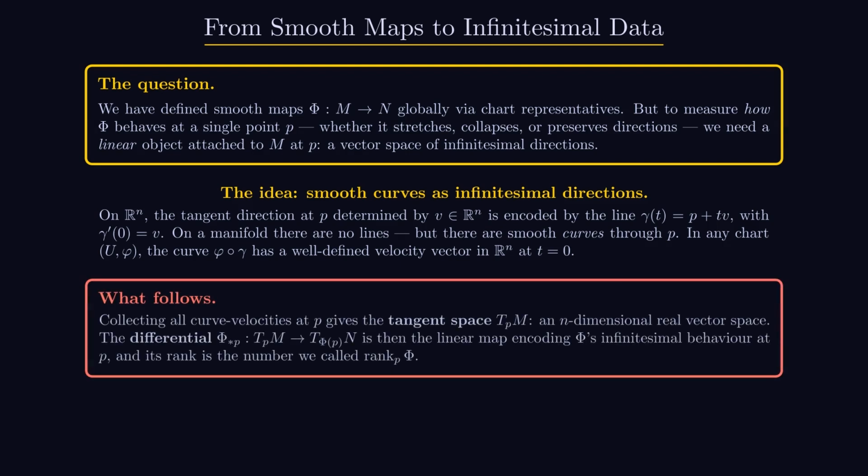Collecting all curve velocities at P gives the tangent space T_P M, an n-dimensional real vector space attached intrinsically to M at P. The differential phi star at P is the linear map from T_P M to T_phi(P) N, encoding phi's infinitesimal behavior at P. Its rank as a linear map is the rank of phi at P. Every subsequent definition in part 3, immersion, submersion, critical point, is a statement about this single linear map.